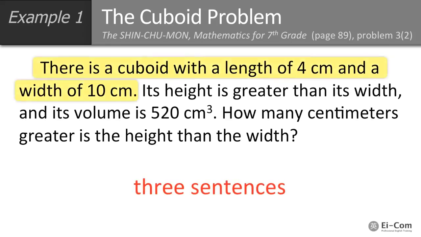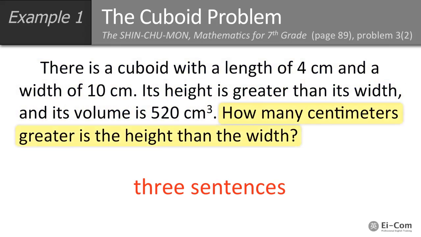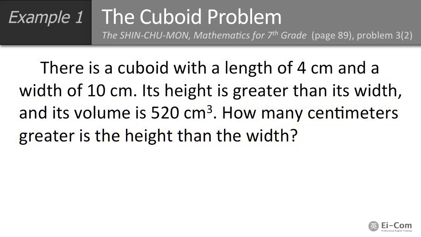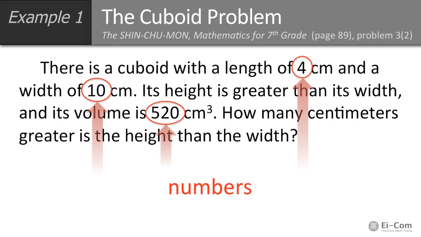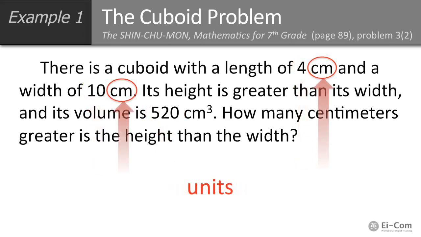Notice that this problem is written in 3 complete sentences. Besides the words, the problem includes numbers and units. Now, let's read the problem. There is a cuboid with a length of 4 centimeters and a width of 10 centimeters. Its height is greater than its width, and its volume is 520 cubic centimeters. How many centimeters greater is the height than the width?